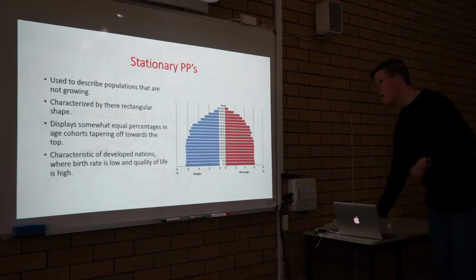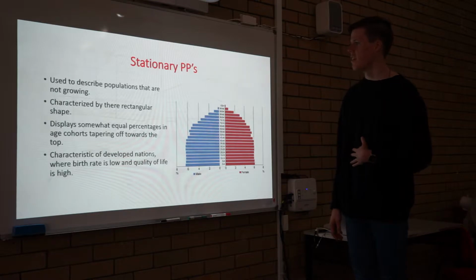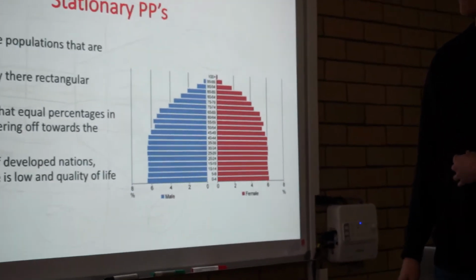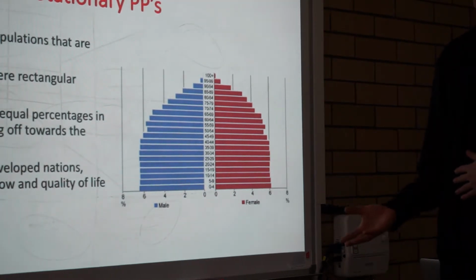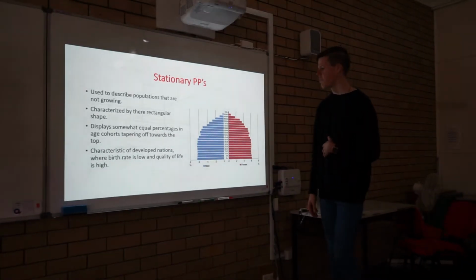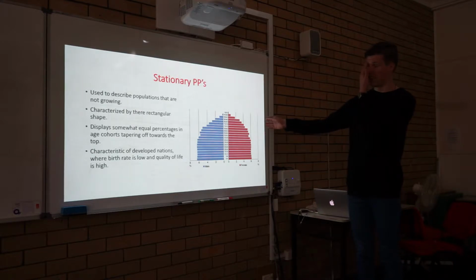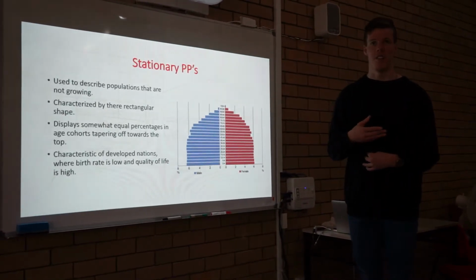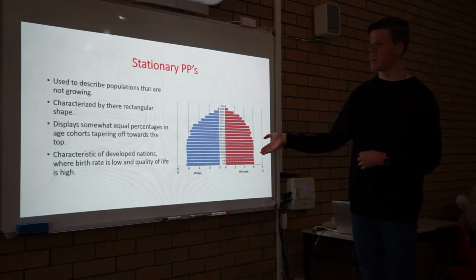So the next population pyramid that we're going to have a look at is that of stationary population pyramids, as we can see here. These are used to describe populations that are not growing, but not really declining either. They're sort of like stabilising. Australia, for example, is an example of a stationary population pyramid. If it wasn't for such factors as immigration, our population would probably be that of a constrictive population pyramid.